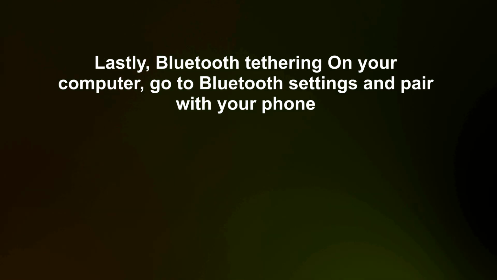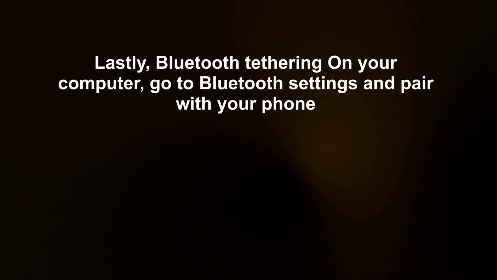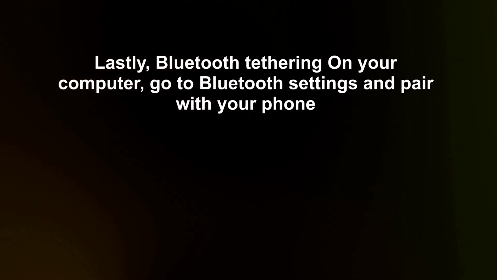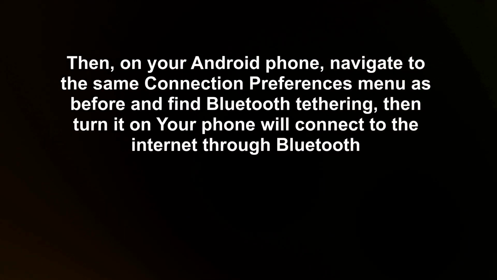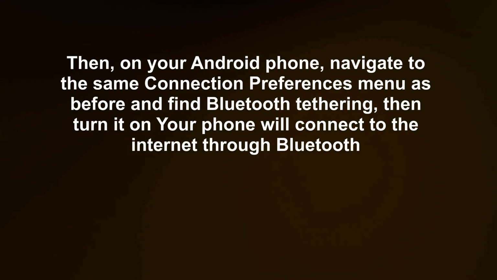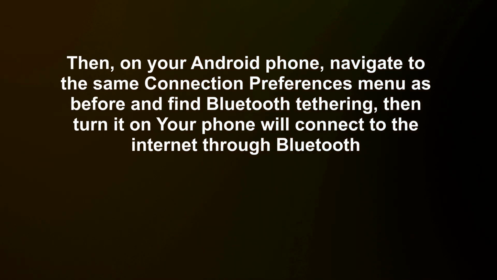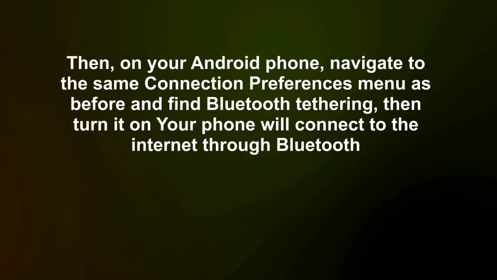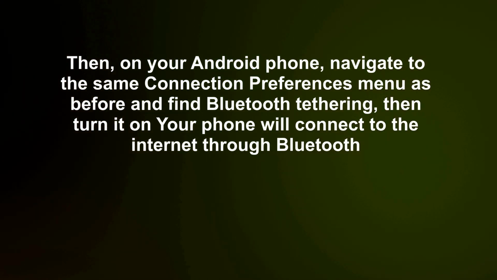Lastly, Bluetooth tethering on your computer. Go to Bluetooth settings and pair with your phone. Then, on your Android phone, navigate to the same connection preferences menu as before and find Bluetooth tethering. Then turn it on. Your phone will connect to the internet through Bluetooth.